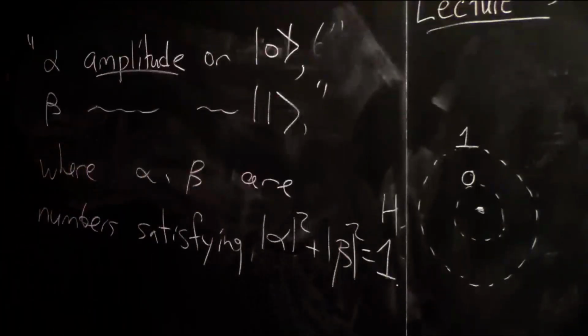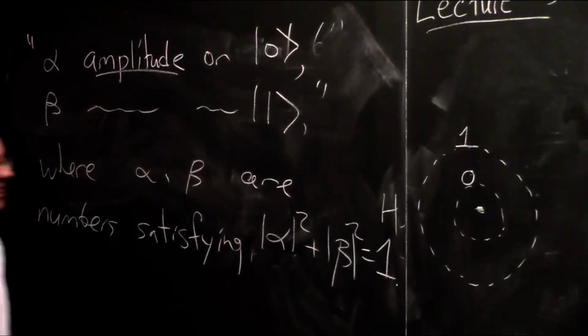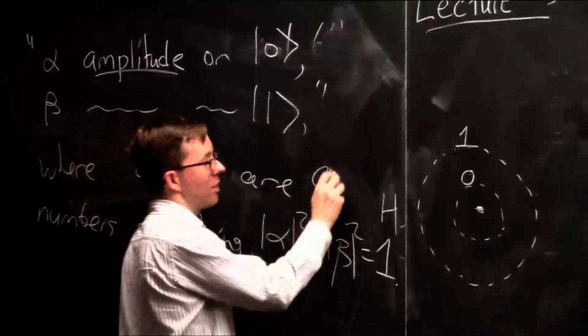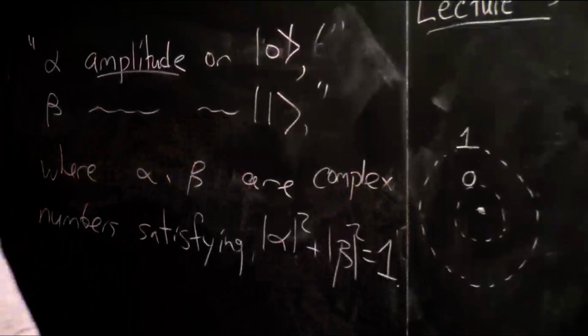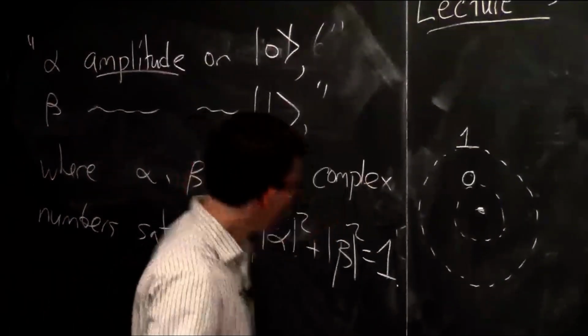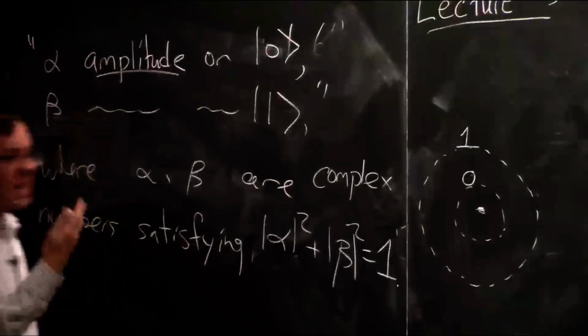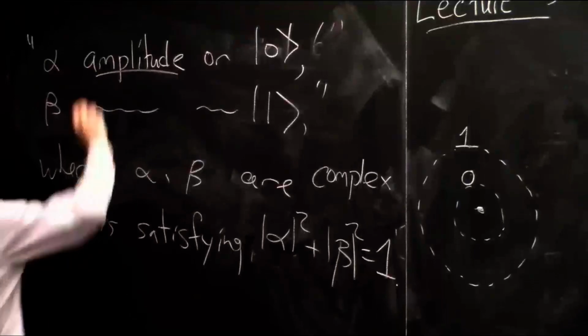So both alpha and beta can be complex numbers? Yes, you're spoiling everything. Yes, complex numbers, as it turns out, which is why I wrote these little bars around alpha and beta. And such a particle or such a state is called a qubit.